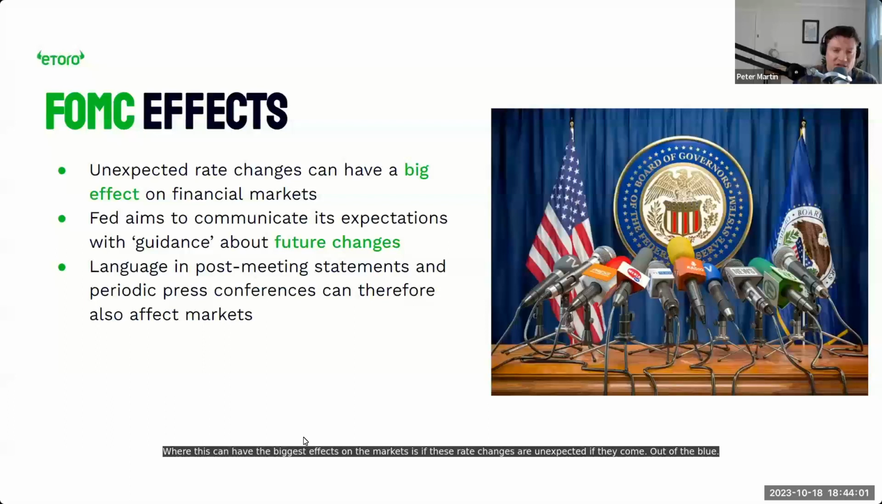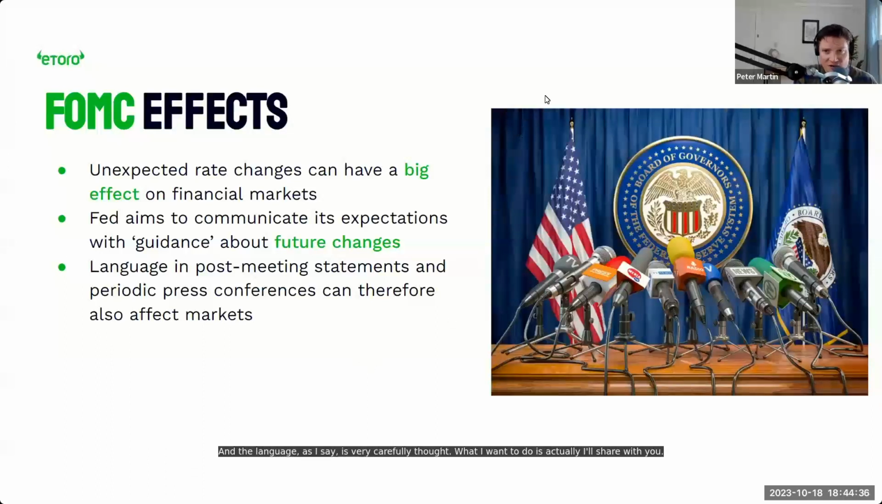And where this can have the biggest effects on the markets is if these rate changes are unexpected, if they come out of the blue. Now, that doesn't happen very often. And one of the reasons is that the Fed has got much better over the years at communicating the way it's thinking, with its guidance about future changes. So they're very careful about the language they use in their statements. And the language, as I say, is very carefully thought out.